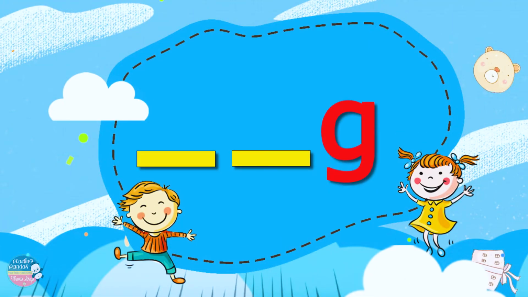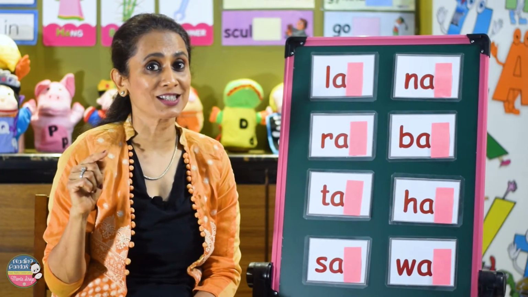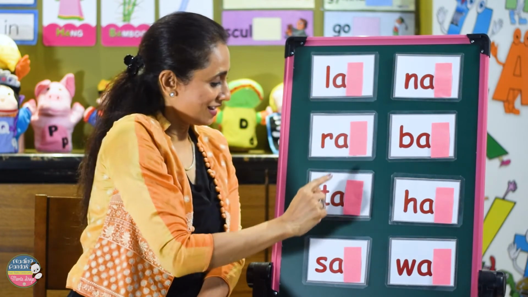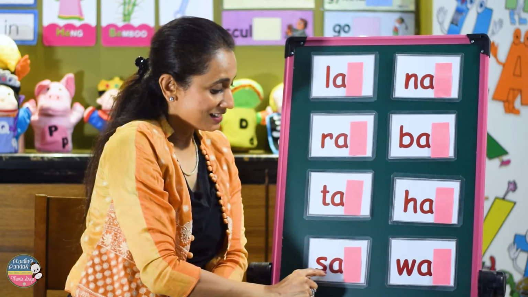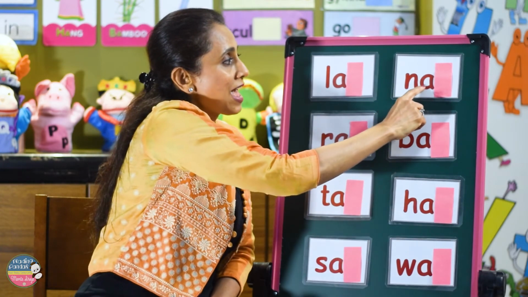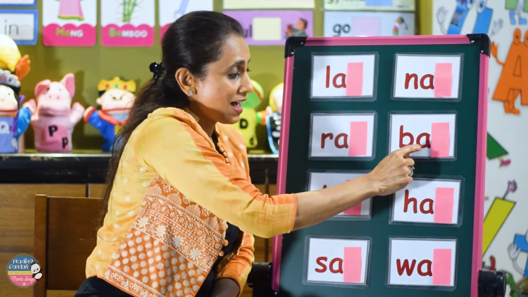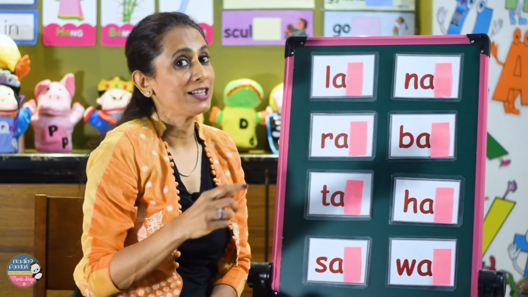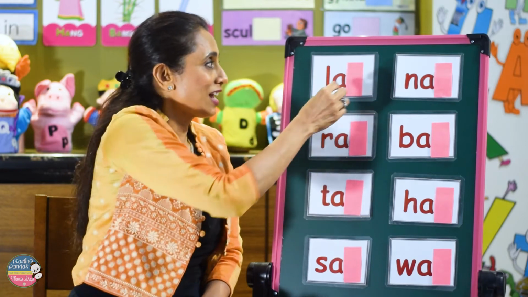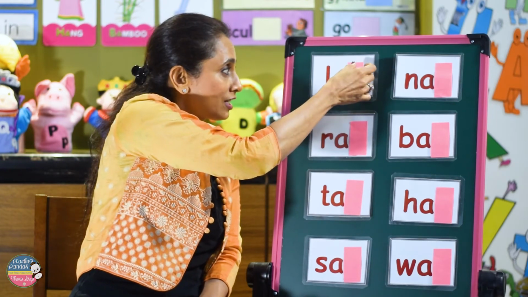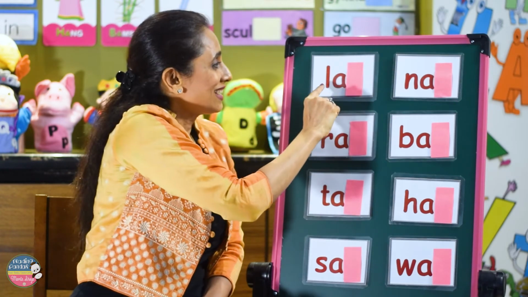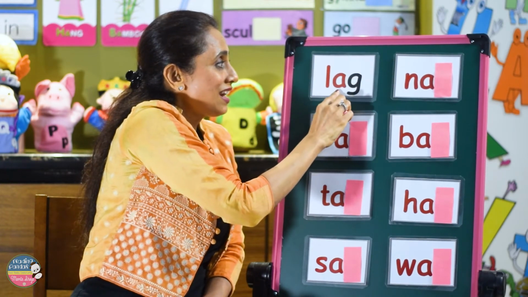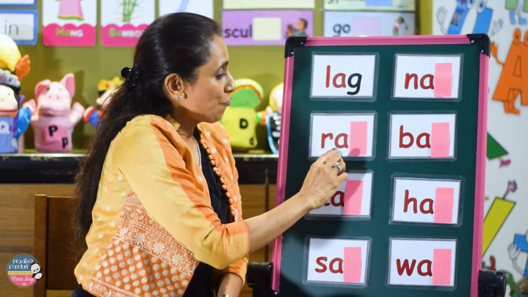But before that, don't forget, we got to practice the blending. La, ra, ta, sa, na, ba, ha, and va. And now let's get in the last sound. And what's that? What's the last sound here? It's g. La, g, lag.